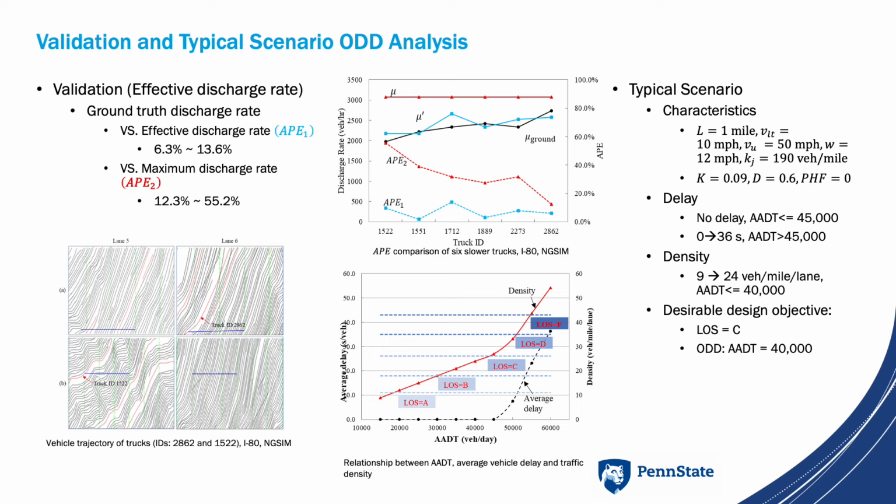And about the density, it increased from 9 to 24 vehicles per mile per lane when the AADT is less than or equal to 40,000. So if our desirable design objective is level of service C, then our ODD will be that the AADT is no more than 40,000.